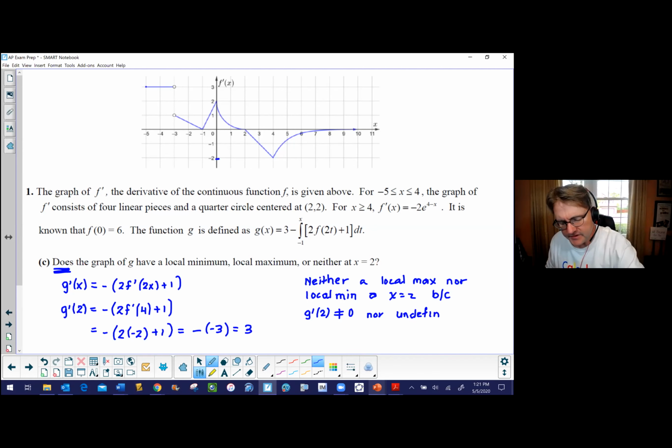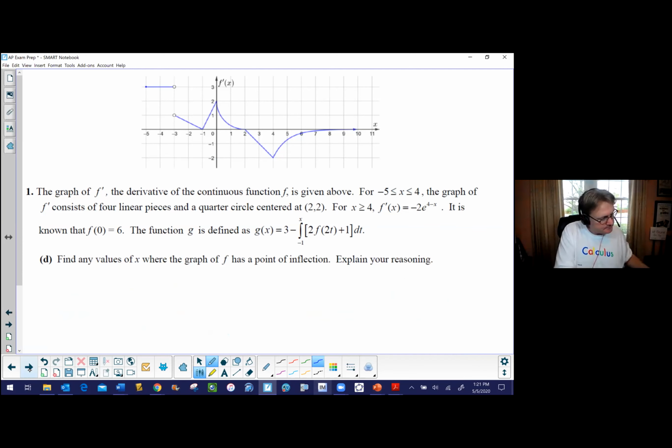And if a reader was like, oh, well, how do you know that's true? Oh, I can see this work that this student did over here, and they got the answer of 3. Okay, take a look at part D now. Find any x values where the graph of f has a point of inflection. Explain your reasoning. Now, I don't know if you can catch this, but I'm really messing with you right now.